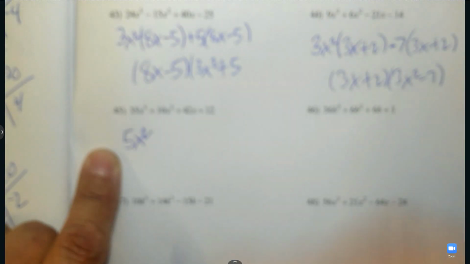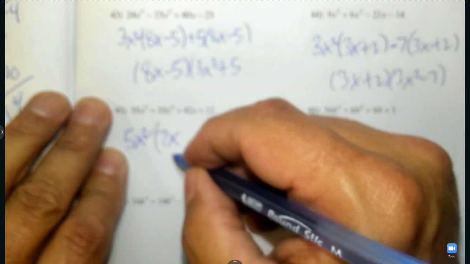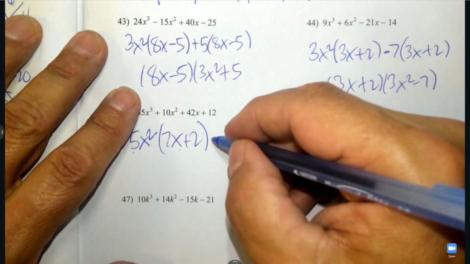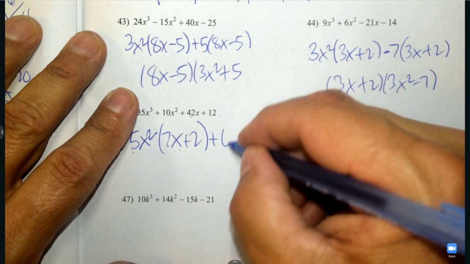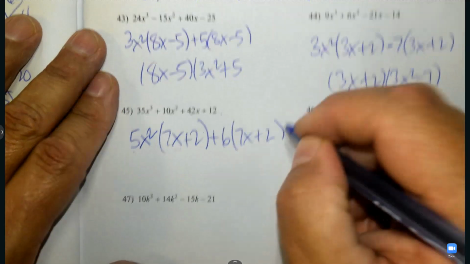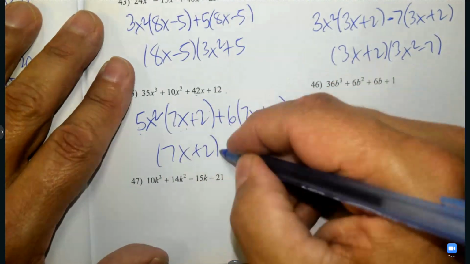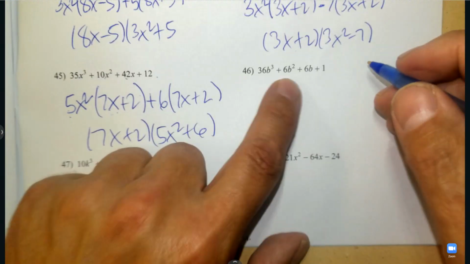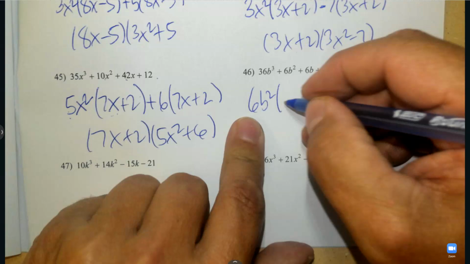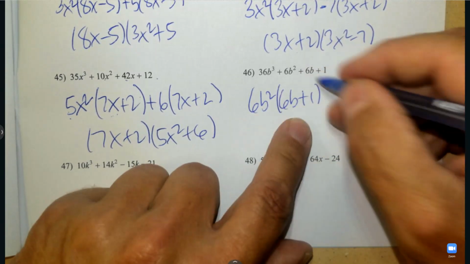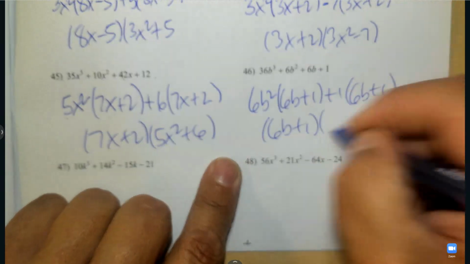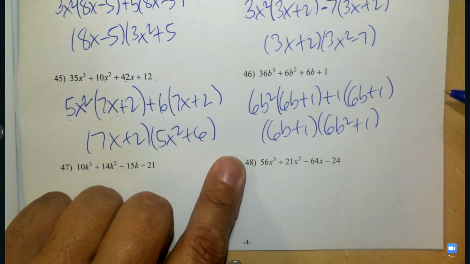They both have at least 2 x's. Divide. 35 divided by 5 is 7, needs an x. 10 divided by 5 is 2, does not need any x's. It's been factored out. The last two, what number goes into both is 6. Divide, and you again get 7x plus 2. That's how it works. So 7x plus 2, and then 5x squared plus 6. Keep going. Factor out, that's 6b squared, divide 6b plus 1. The only thing that goes into both of them evenly is 1. So we have 6b plus 1 and 6b squared plus 1.